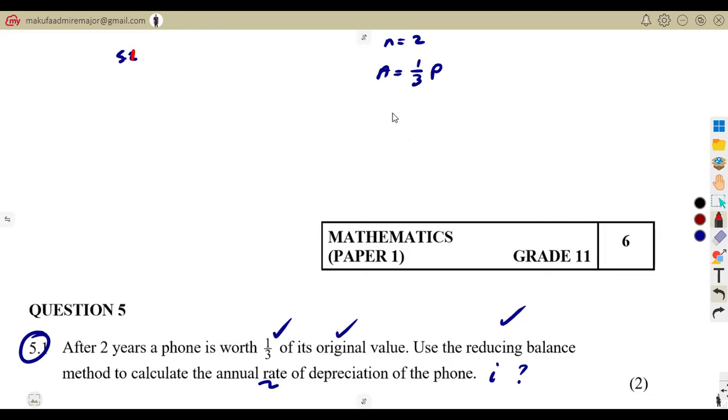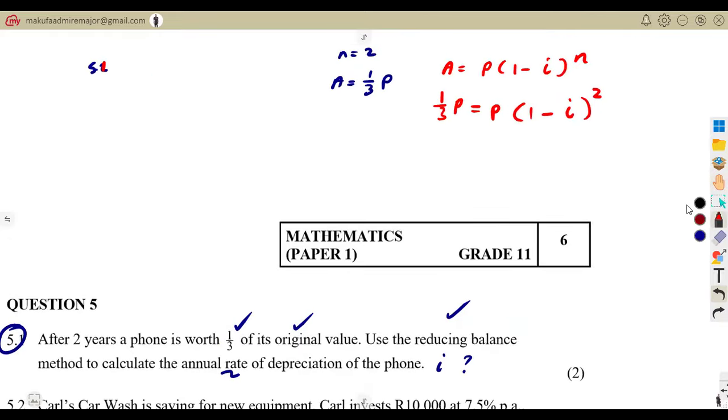Remember, on our reducing balance method, the amount is equal to P into 1 minus i to the exponent of n. So the amount is a third of the principal. So that is a third of P is equal to P into 1 minus i to the exponent of n. The number of years is 2. We can see that the P and the P is common. These two can cancel. So meaning to say we are going to have a third is equal to this.